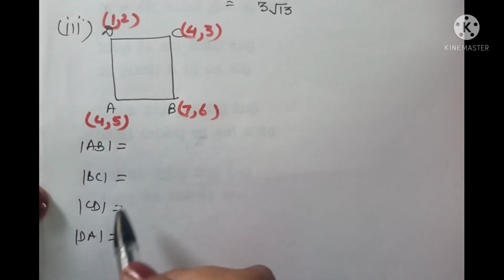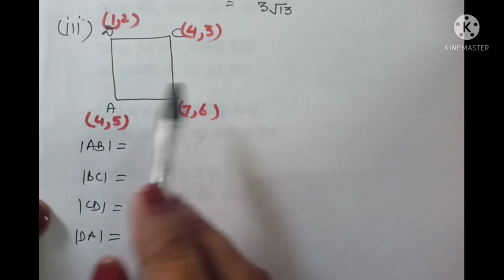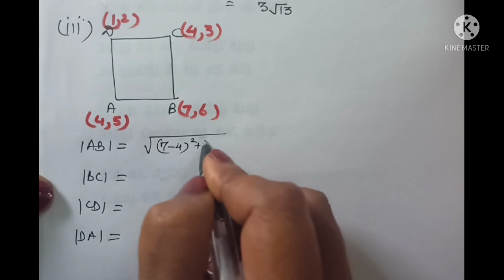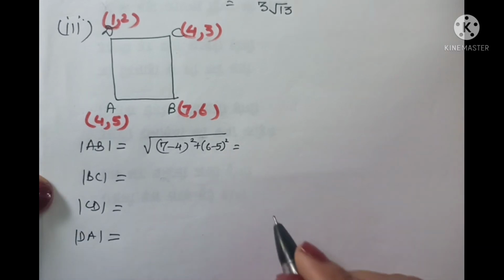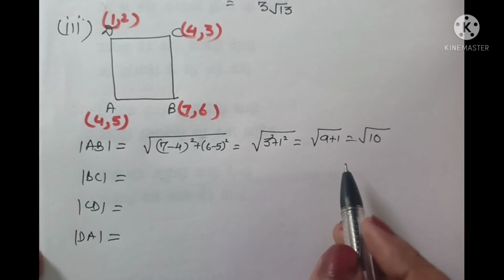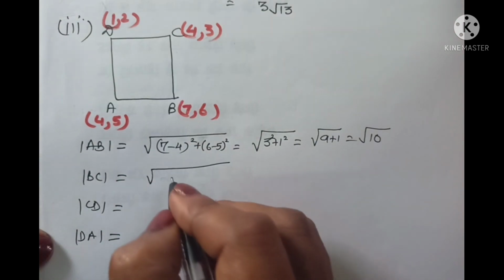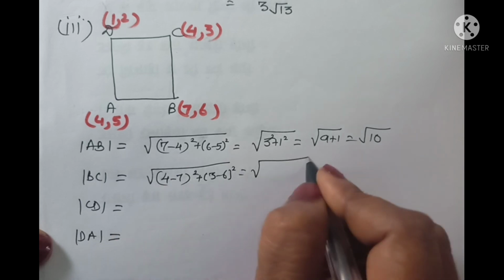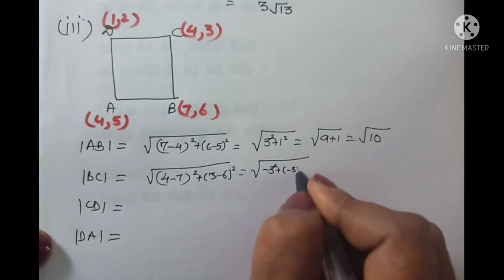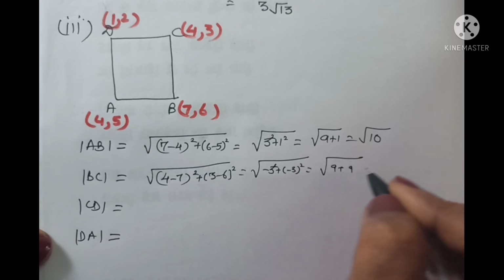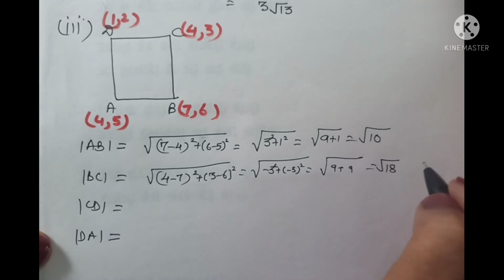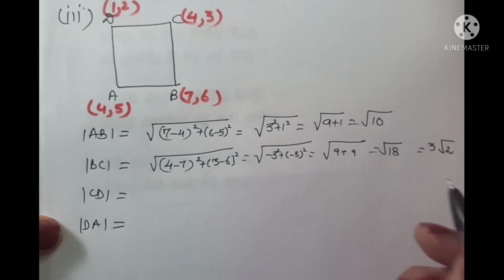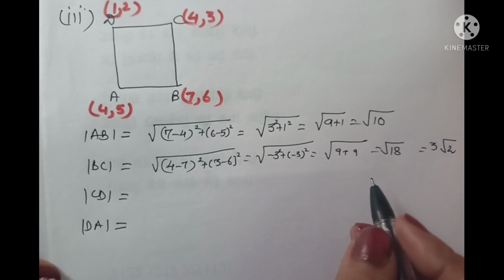Let's quickly find out AB, BC, CD and DA. Make a rough figure like this. For finding AB, I get square root of 7 minus 4 square plus 6 minus 5 square. And on solving, I get root 10. To find out BC, I write 4 minus 7 square plus 3 minus 6 square, which gives me minus 3 square plus minus 3 square, or 9 plus 9, that is root of 18. You may further simplify it as 3 root 2, you may not. See, if you have to solve it further, later on you can do it. If it is not required initially, you can leave it.